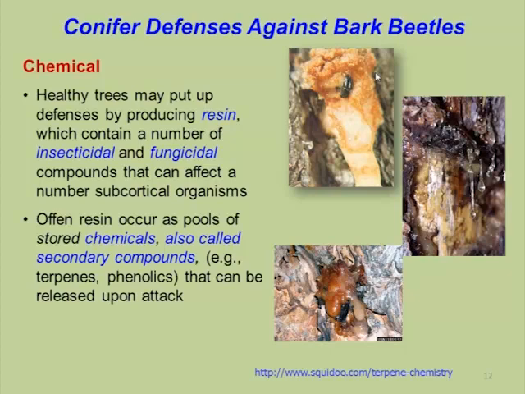In many cases, I can guarantee, even this is true for mountain pine beetle, most of the beetle attacks are unsuccessful when their numbers are low. But when their numbers are high, epidemic attacks are usually highly successful because they rely on the numbers. Anyway, resin occurs as a pool of stored chemicals called secondary compounds, such as terpenoids and phenolics. They are usually released upon attack and give the beetles a hard time. In many cases, the beetles are stuck in the resin and they die. In other cases, they are very successful.